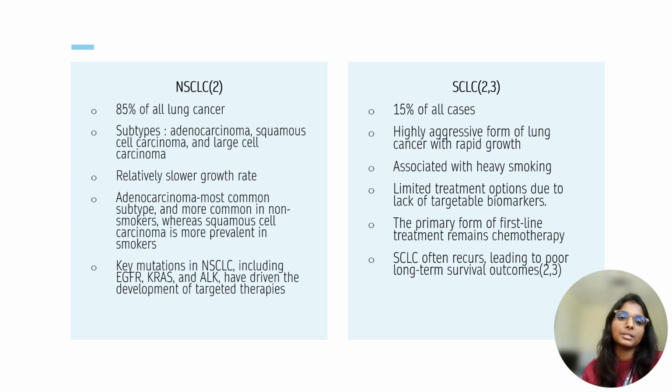Non-small cell lung cancer makes up 85% of all lung cancer, and it includes subtypes such as adenocarcinoma, squamous cell carcinoma, and large cell carcinoma. This type of cancer has a relatively slower growth compared to small cell lung carcinoma, and adenocarcinoma is the most common subtype, especially occurring in non-smokers. Squamous cell carcinoma is more prevalent in smokers.